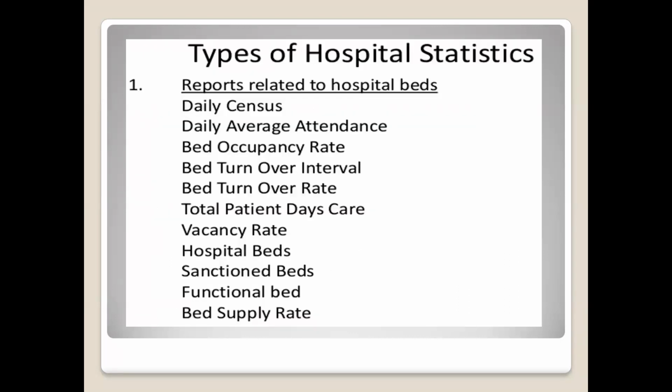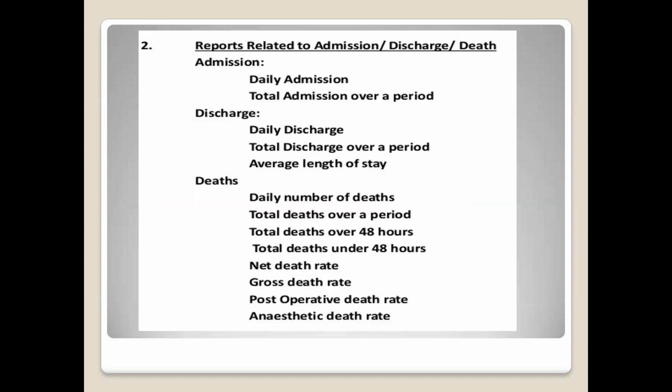Next, types of hospital statistics. Reports related to hospital beds. In that first type, reports related to hospital beds, we discuss daily census, daily average attendance, bed occupancy rate, bed turnover rate, then bed turnover interval, total patient days of care, vacancy rate, hospital beds, sanctioned beds, functional beds, bed supply rate. All this we need to discuss in reports related to hospital beds.